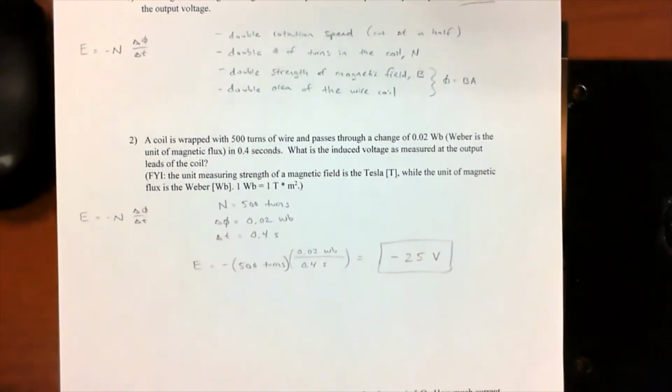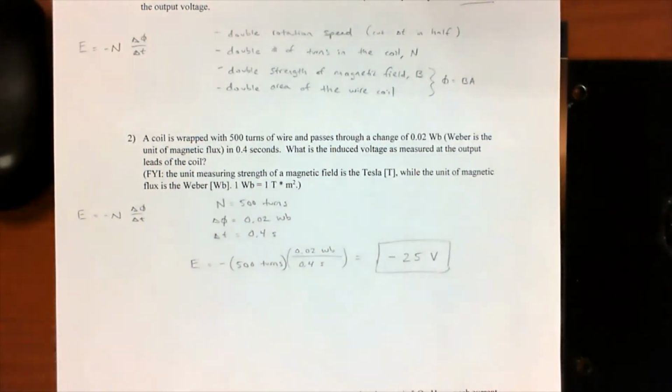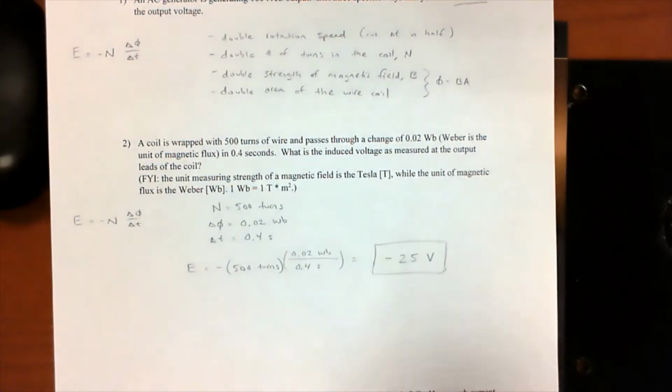I think I've mentioned this before, but don't be concerned if you get a negative voltage. That's totally fine. Remember that AC sine waves spend half of their time in the positive half cycle and half of their time in the negative half cycle. So if you get a negative voltage, it's no problem whatsoever.